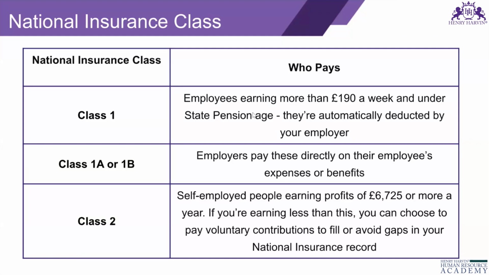Okay, simple. Then class 1A or class 1B is only paid by employers. It is also related to employees only, but it is only paid by employers. They pay this on the benefits or expenses paid to employees separately. As you know, expenses and benefits are separate components, wherein if there are some expenses employees are claiming, it is considered as income because this is paid by the employer. So these are reported by the employer at the year end to the HMRC, that these are something additional which is paid to the employee as expenses claimed or benefits. It could be a car benefit or something.